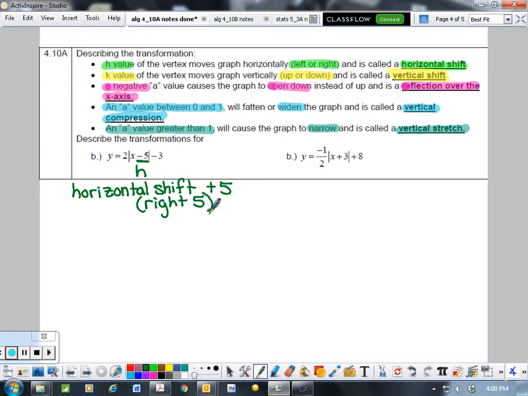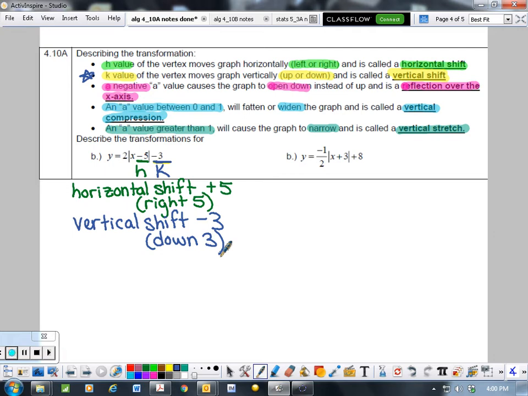Now my K is right here in yellow. I should probably pick a different color to write that in though. We're going to go ahead and write that as K. Here's K, and our K value is -3. Now K represents a vertical shift. So this is a vertical shift of -3, which means I'm moving it down 3.